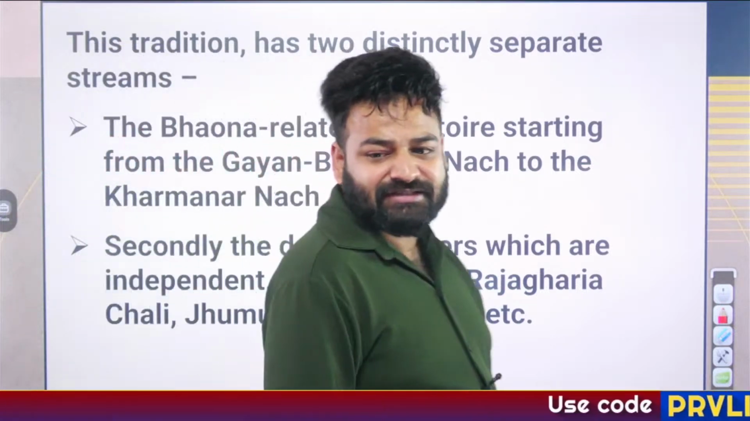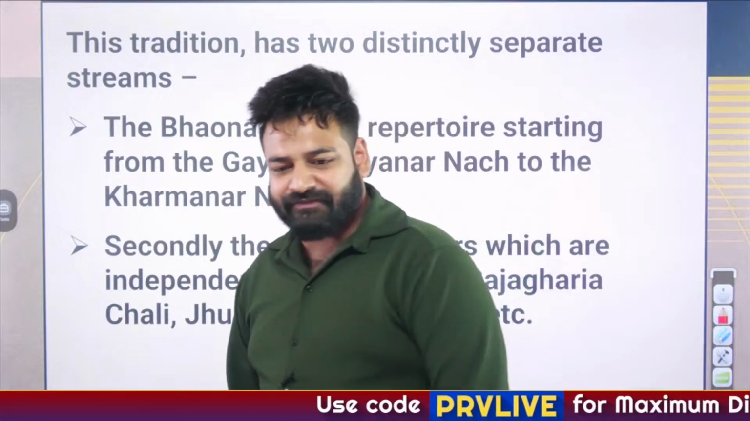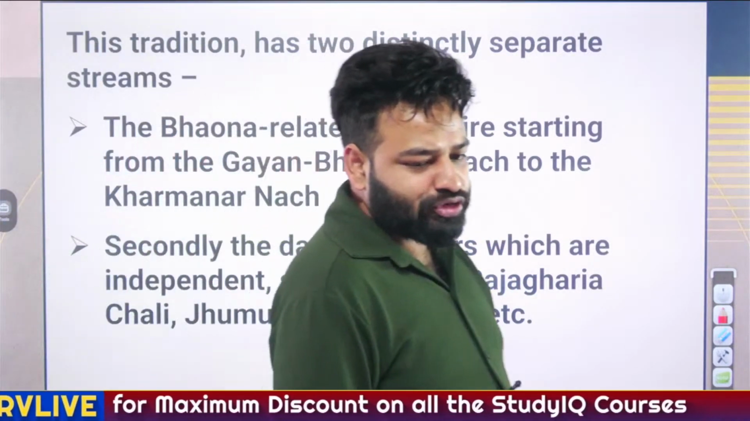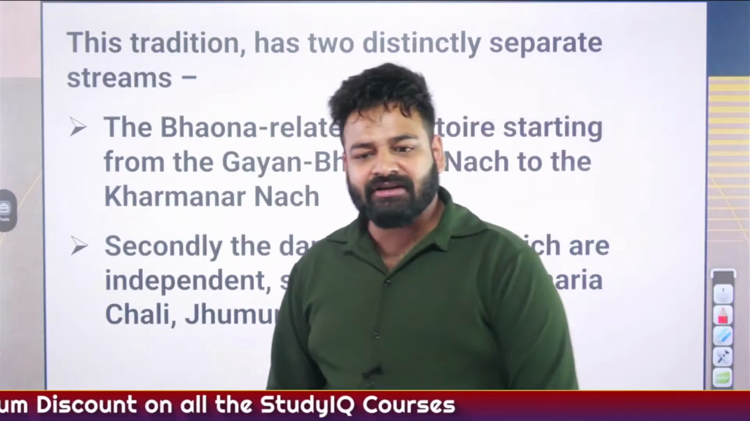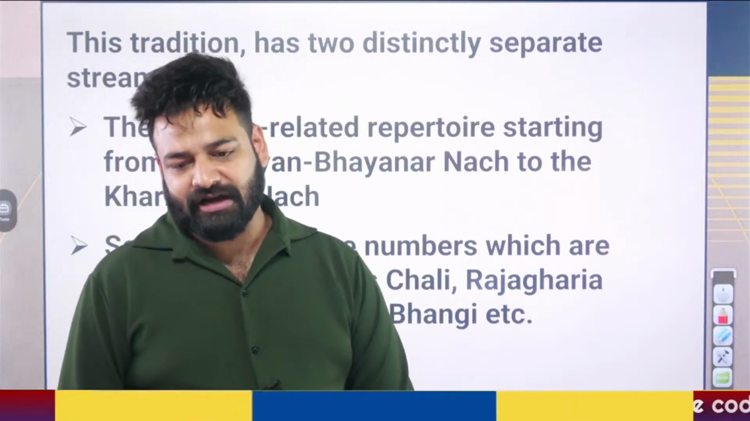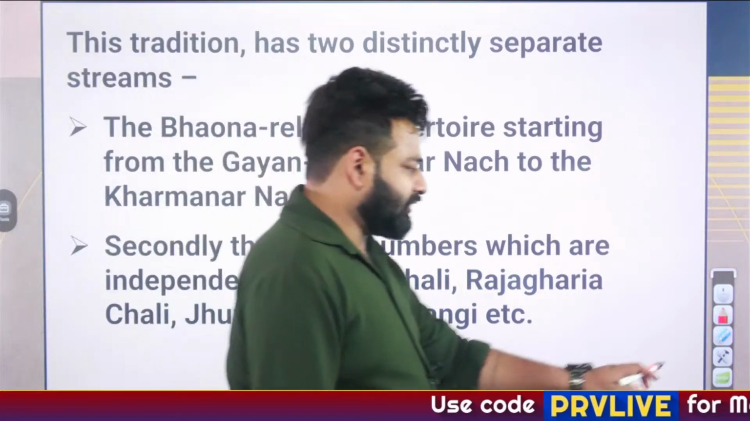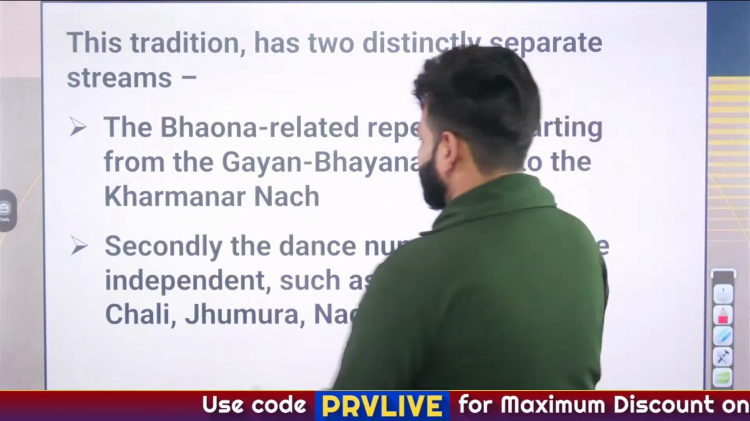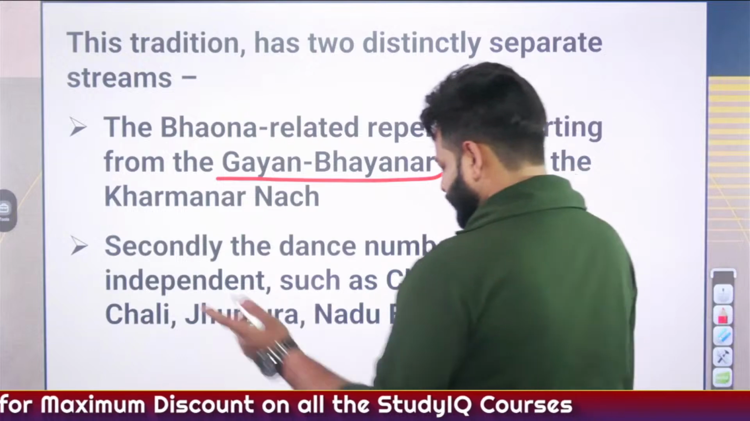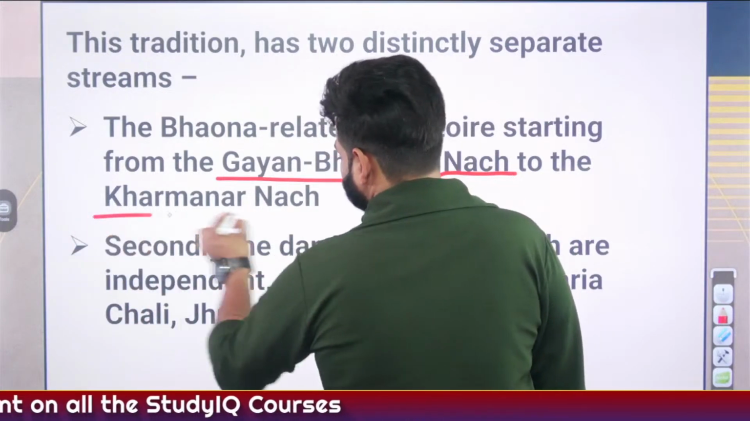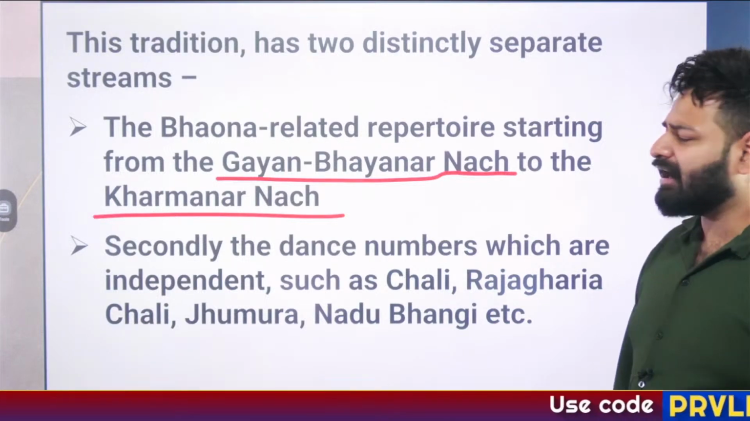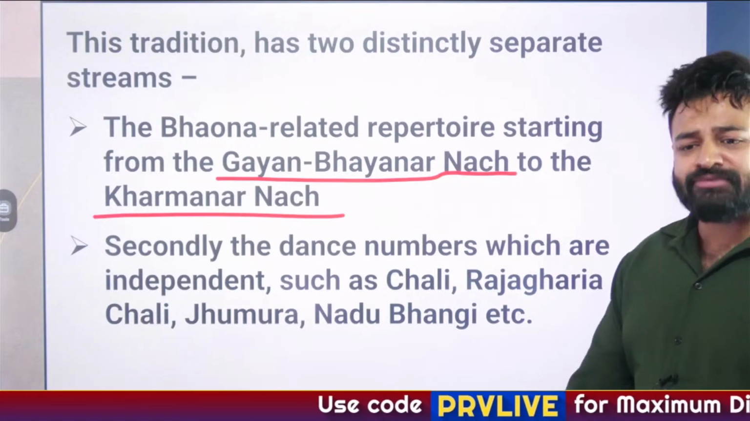The tradition has two distinctly separate streams. The first one is the Bhaona, and in it, the Sattriya dance has two further segments, starting with Gayan Bayanar Nach and completing with Kharmanar Nach. Whenever you encounter the term Gayan Bayanar Nach, it is the beginning of the Sattriya dance, and it is concluded with another segment known as Kharmanar Nach. And there are other dances as well from Sattriya.